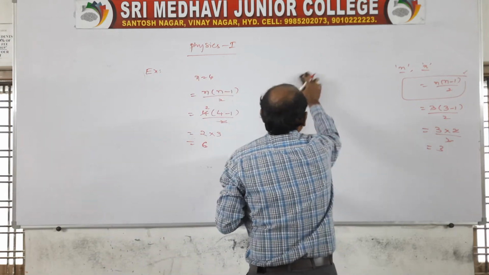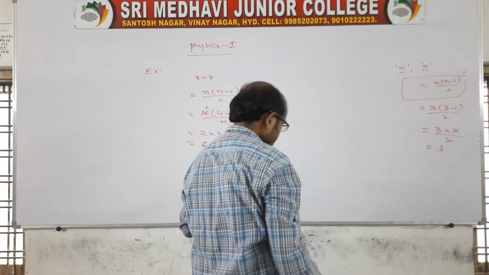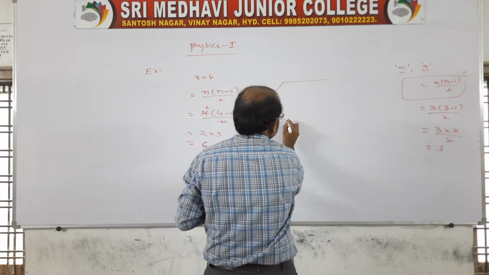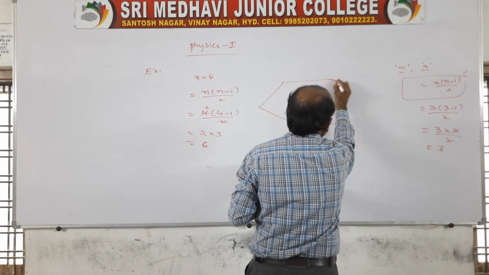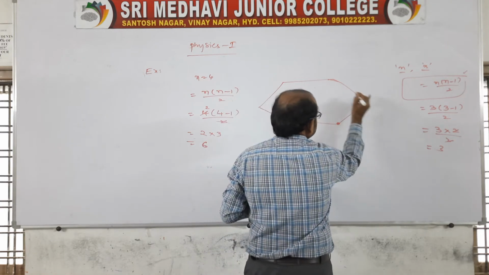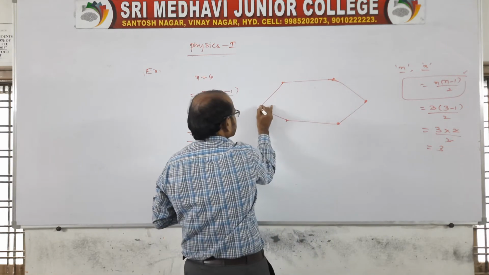You take a polygon, right? If I take a polygon, it is represented like this. See, how many corners are there? Look at the first corner, second corner, third corner, fourth corner, fifth corner, sixth corner.